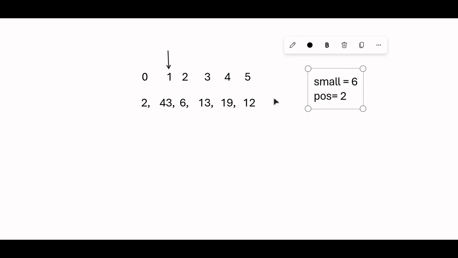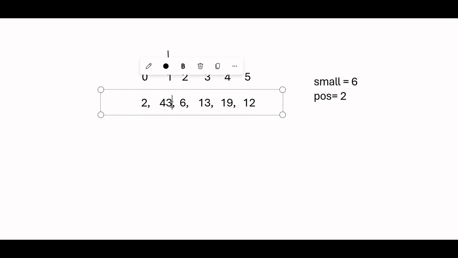And now at the end of this iteration, the element in the kth position and the element in position 2 should be swapped. So 6 would come here and 43 would go here.